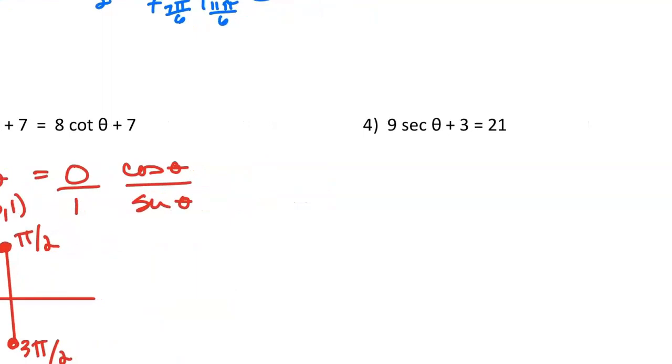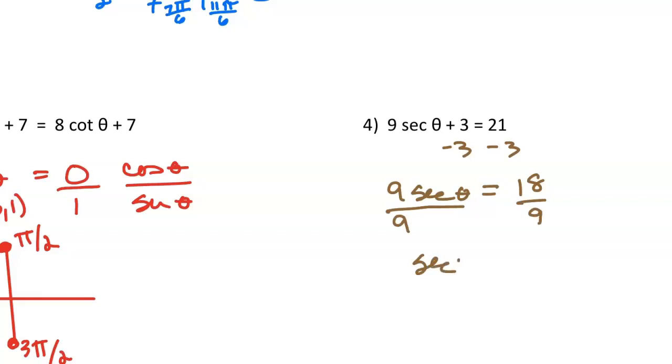Okay, so I'm going to get everything on the right that are just standalone numbers, like this -3. So I'm going to say 9 secant theta equals, when I subtract 3, I get 18. Now I'm going to undo the multiplication. I am getting secant theta equals 2.